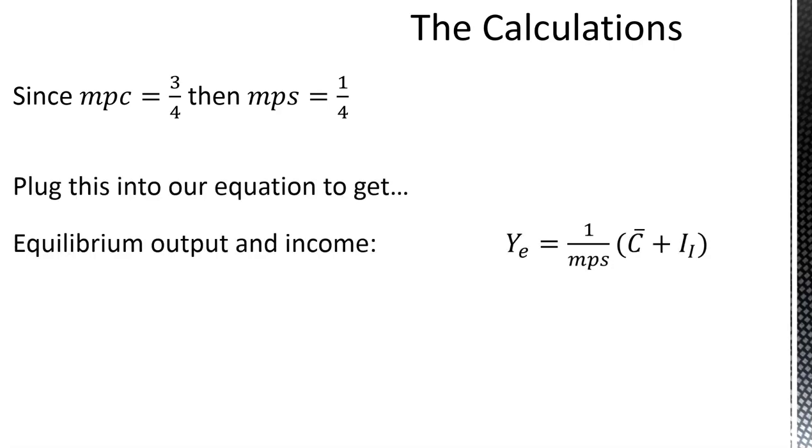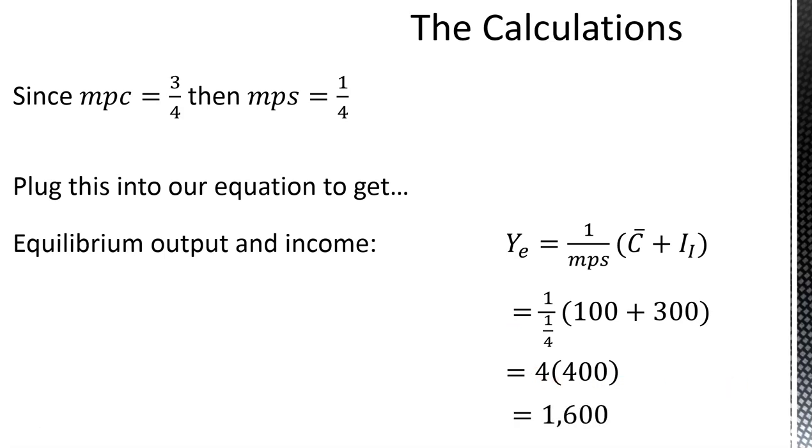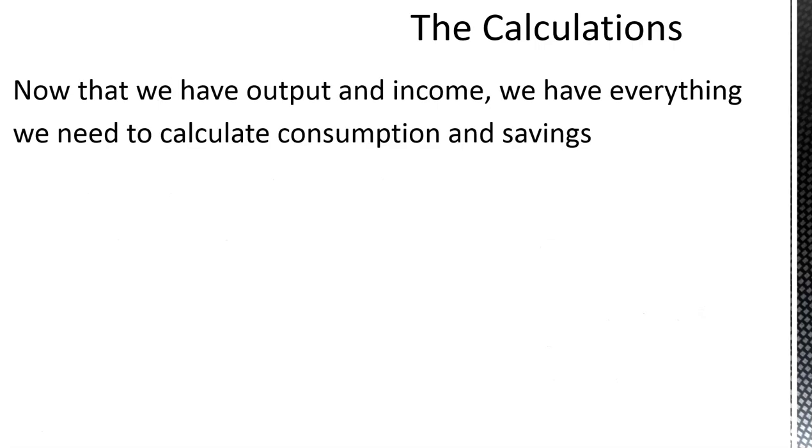Since the MPC is 3/4, we know the MPS is 1/4 because the MPC and the MPS have to add up to 1. We can take that MPS then and plug it into our equation for equilibrium output and income, and that gives us Y sub E is equal to 1 over 1/4. This is the multiplier component. And then we can plug in our information for autonomous consumption and intended investment, 100 and 300, to get total autonomous spending of 400. So we end up with Y sub E, equilibrium output and income, is equal to 4 times 400, or 1,600.